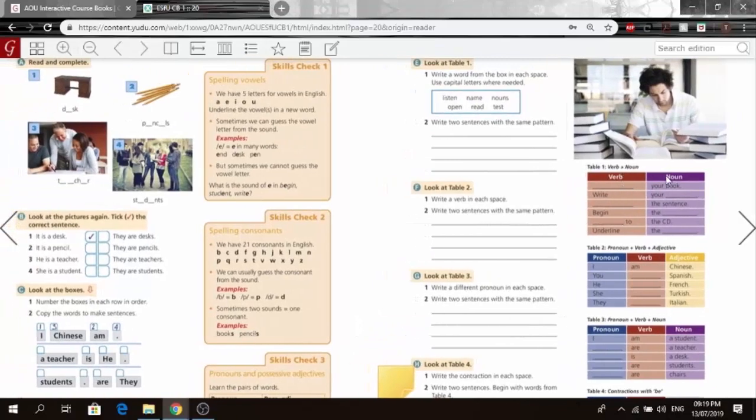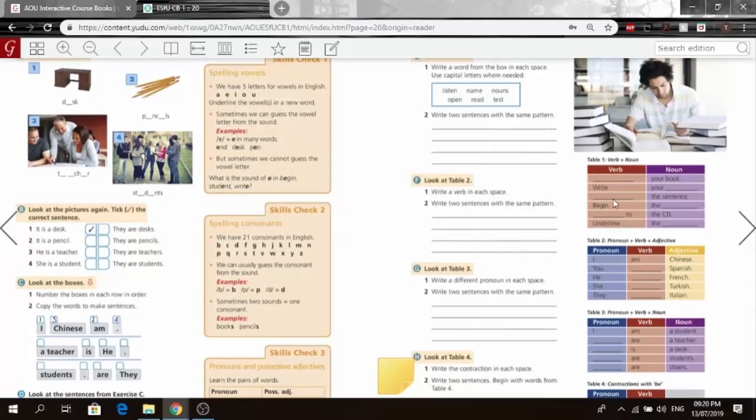So we have verb and noun. Dash your book. I know verbs are action words, I just said that. So open your book. You see what I did there? Open your book. Write. Now he wants a noun. Write your, for example, we could say paragraph or essay. Or write your story. Okay? Whatever you like.